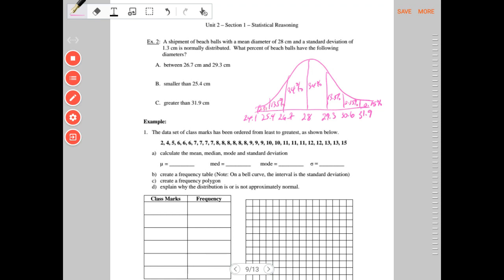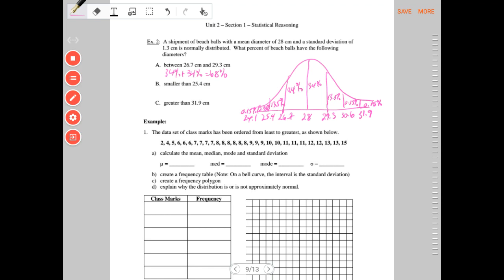The first thing I would do when I'm dealing with distributions is plug in those numbers. You are going to have to remember them. Between 26.7 and 29.3, 26.7 is here and 29.3 is here. So that would be 34 and 34, which adds up to 68% of the beach balls between diameters of 26.7 and 29.3.